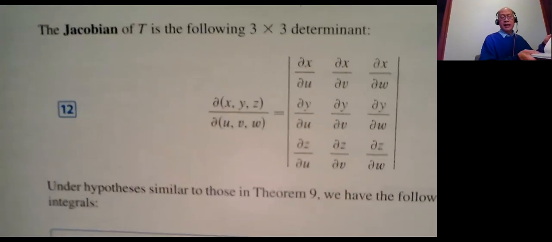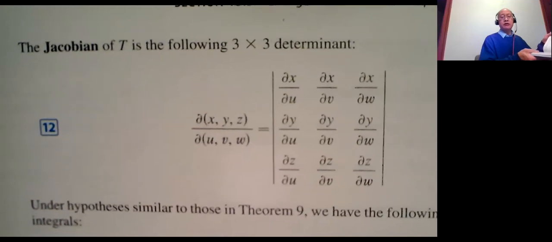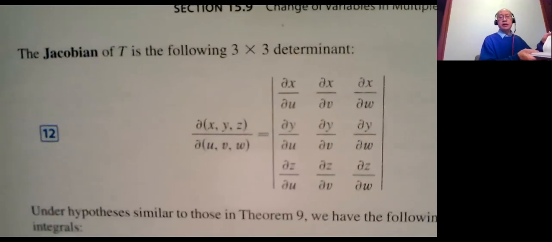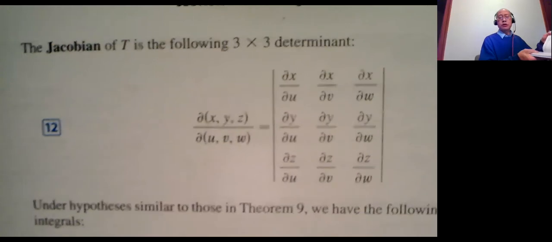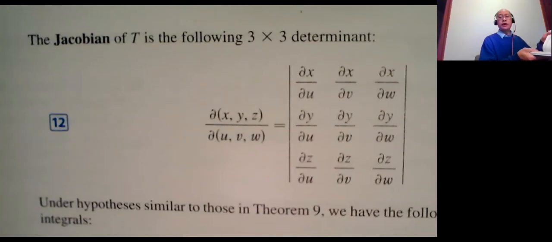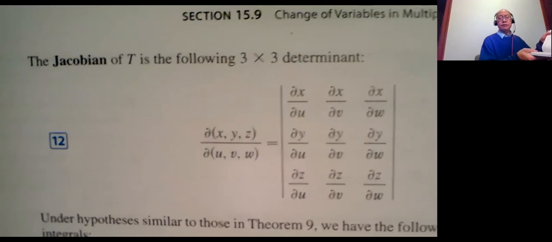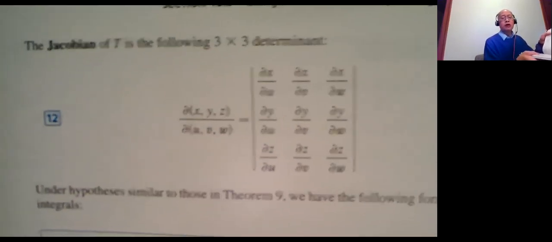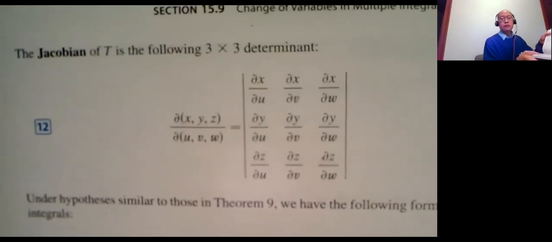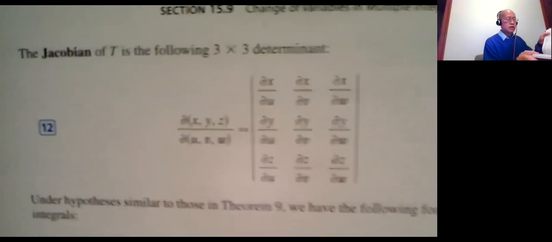Three-dimensional Jacobian. As you might guess, it's just one higher dimension. Partial of x, y, z with respect to u, v, and w. So notice along the top, it's all x. Second row is all y. Third row is all z. If you look at the columns going down, the first one is u, the second one is v, and the third one is w, right? It really means take all the variables on the top, x, y, z, differentiate with respect to all the variables on the bottom, u, v, and w. So partial of x with respect to u, v, w, partial of y with respect to u, v, w, partial of z with respect to u, v, w. And you work on that 3 by 3 determinant.